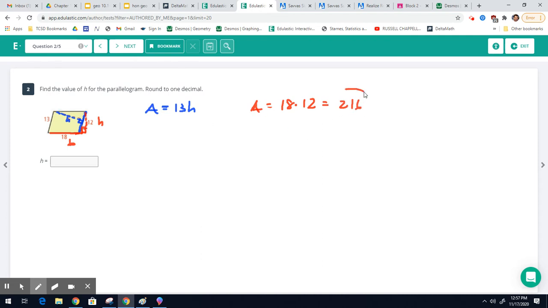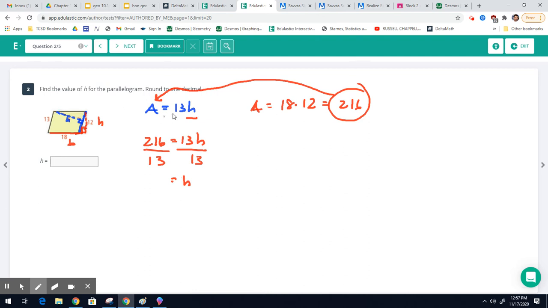And now that we have the area, we can take it and substitute it into this first equation. And now all that will be left is our height. So 216 equals 13 times h. We're going to divide both sides by 13 to get the h all by itself. And 216 divided by 13 is, it says round to one decimal.